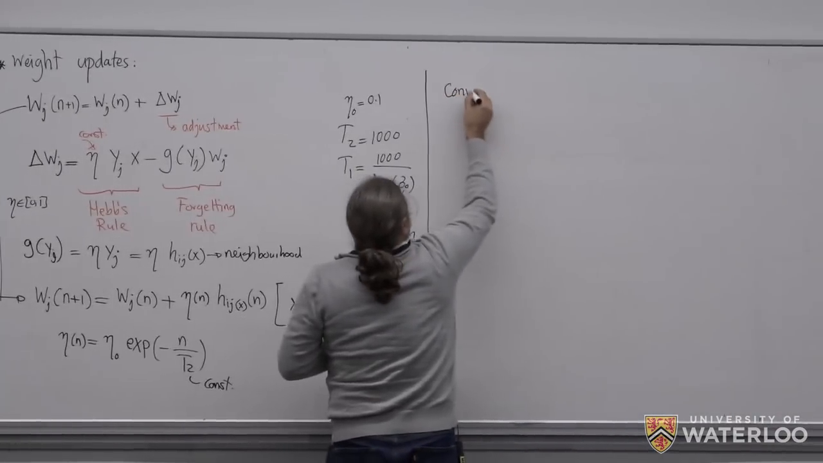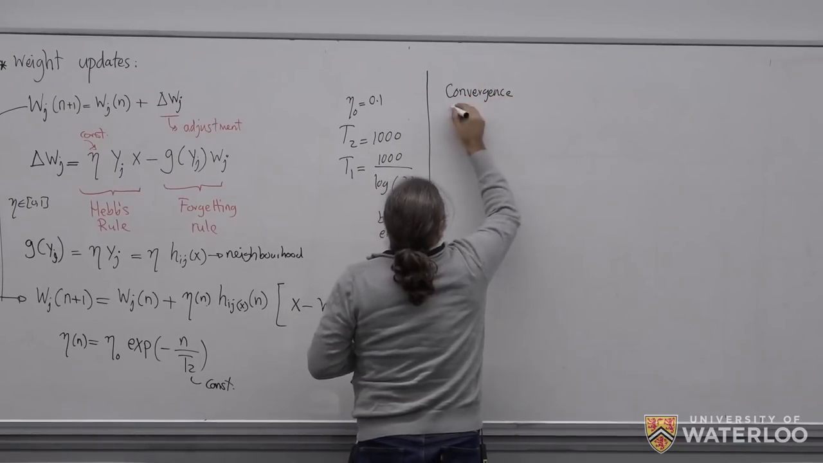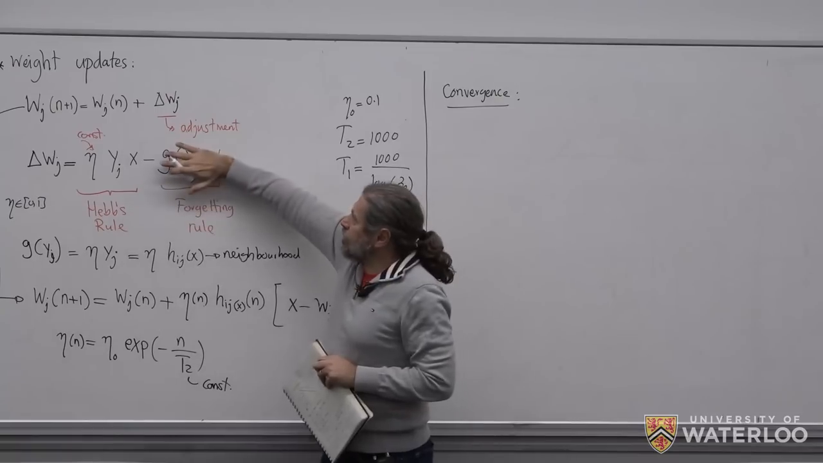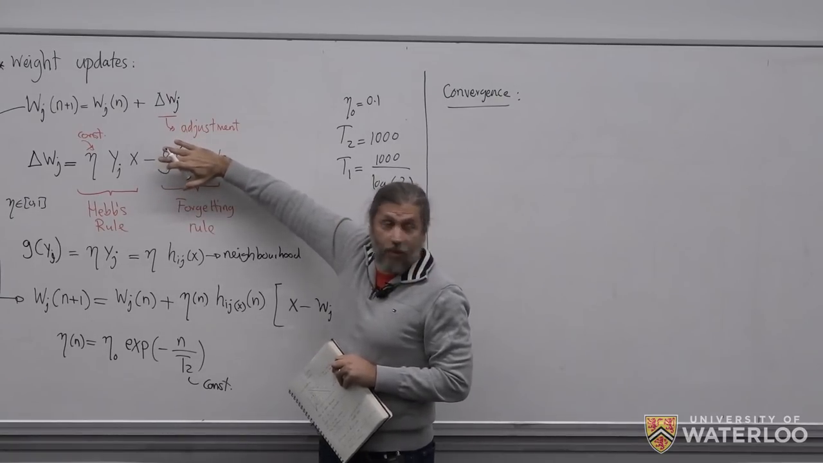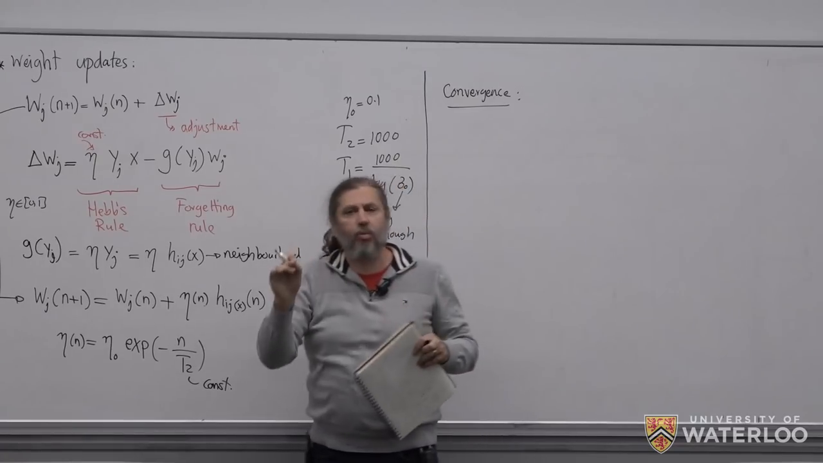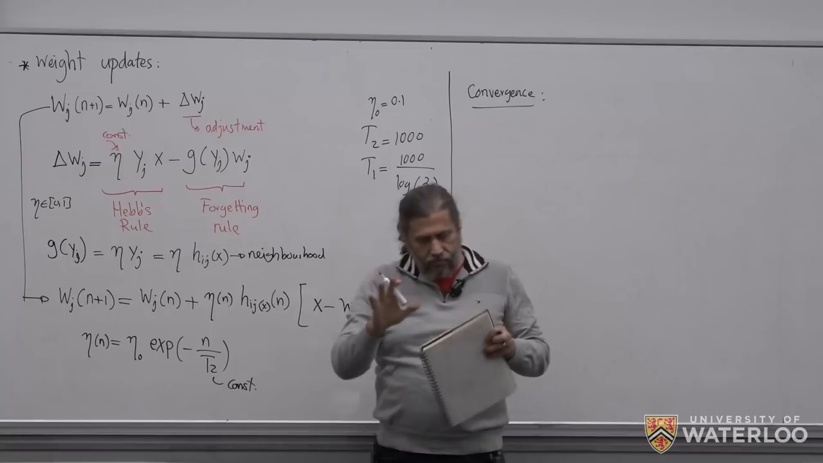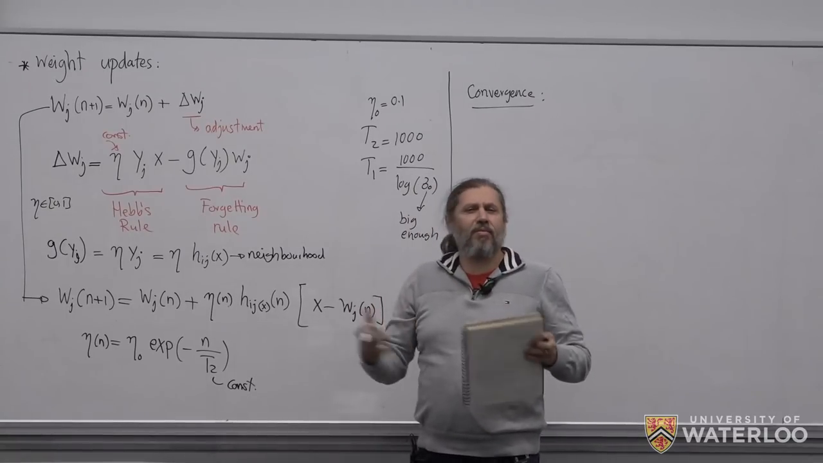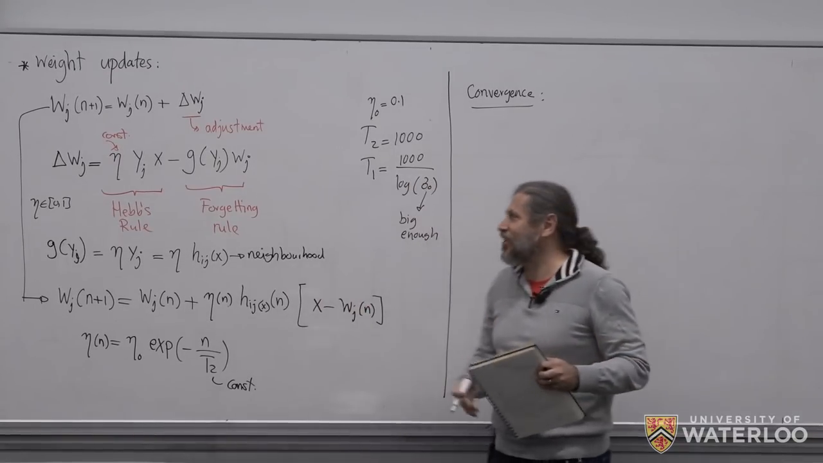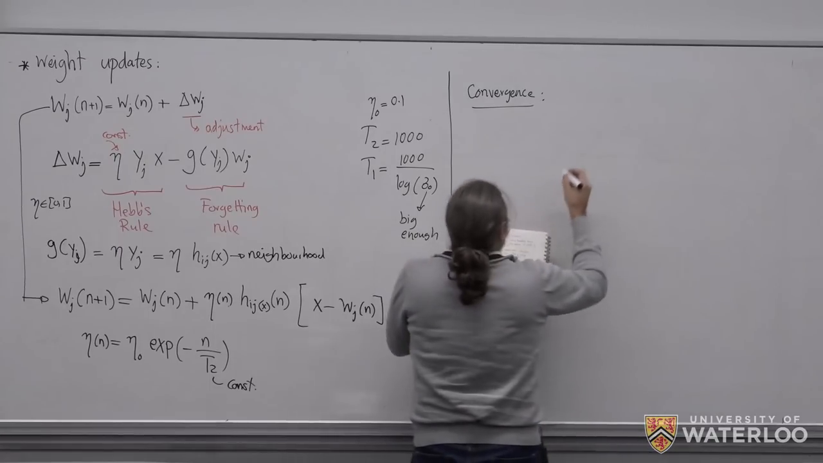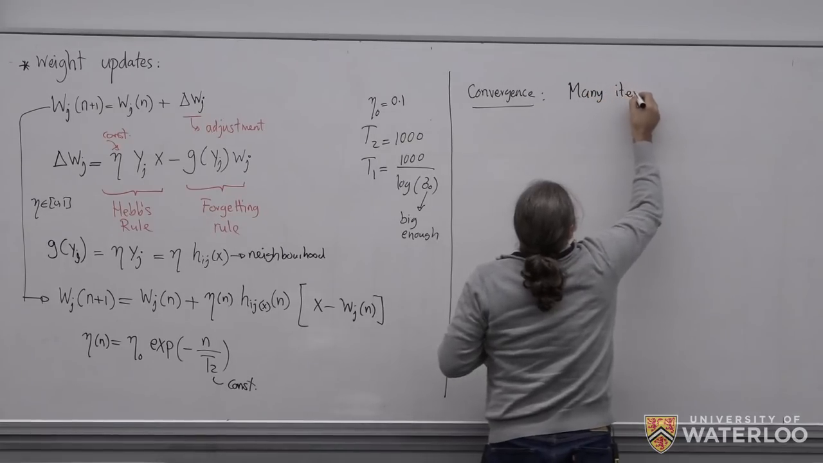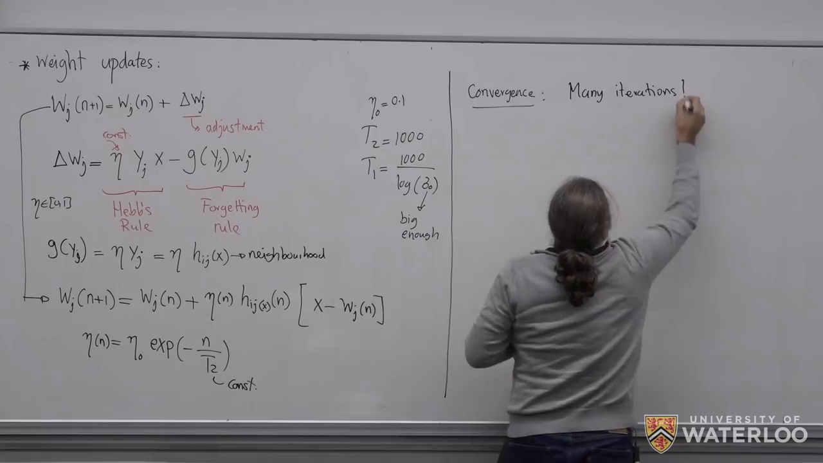So for example, when we talk about the convergence of such a technique, if you don't understand it at all, just forget about this. Forget about the second term, and just look at this. So we are weighting the product of input and output, presynaptic and postsynaptic. But just keep it there. Being confused for 2 weeks is not a big deal. We get to neural networks, and then we will revise this. So how do we converge? Well, you need many iterations.